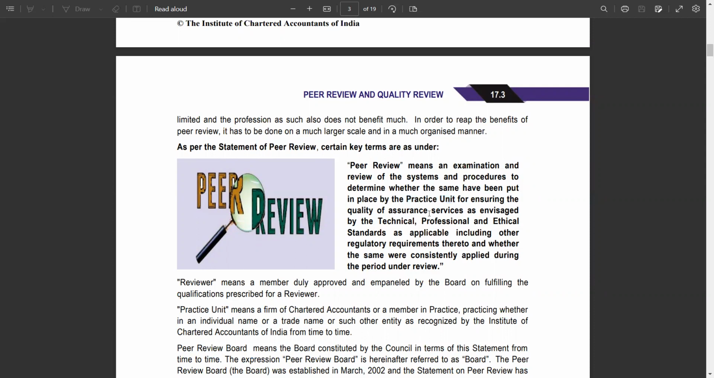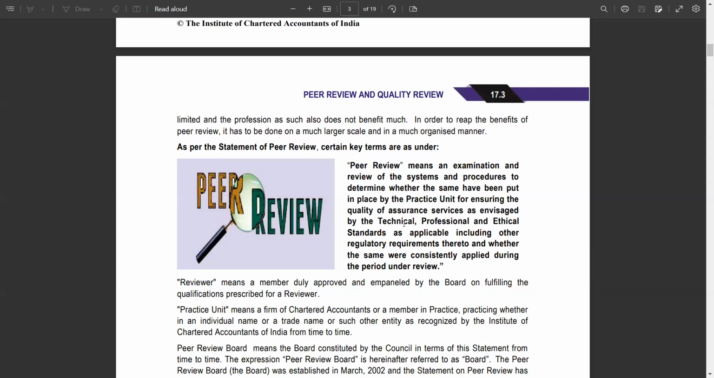So peer review means an examination and review. The basic keywords are simply the examination and review of the systems and procedures to determine whether the same have been put in place. These are the keywords: have been put in place by the practicing unit for ensuring the quality of assurance services as envisaged by the technical, professional, ethical standards.